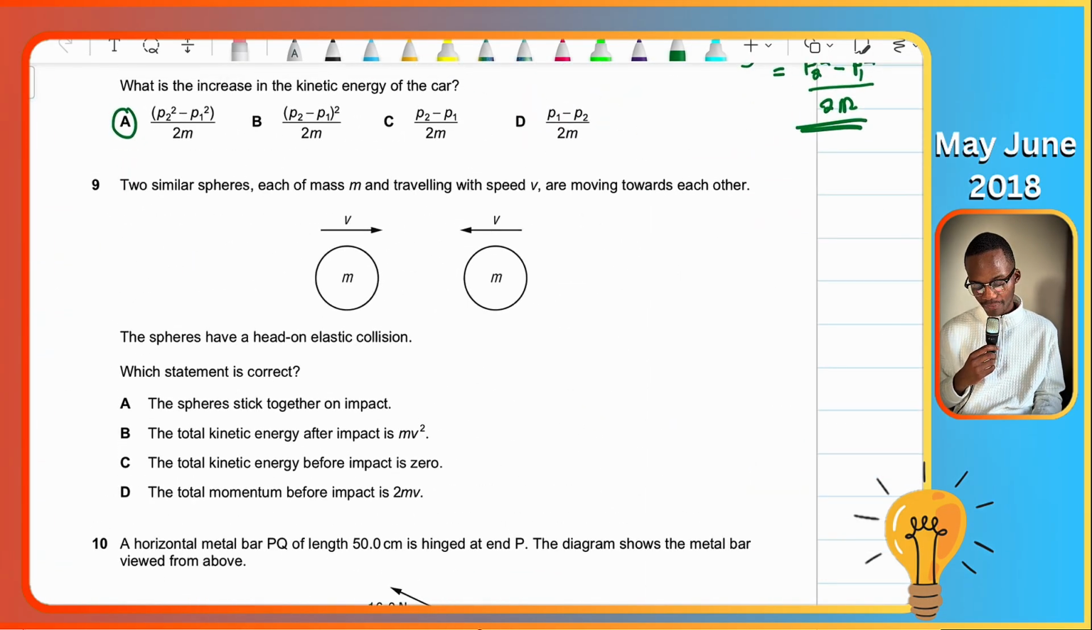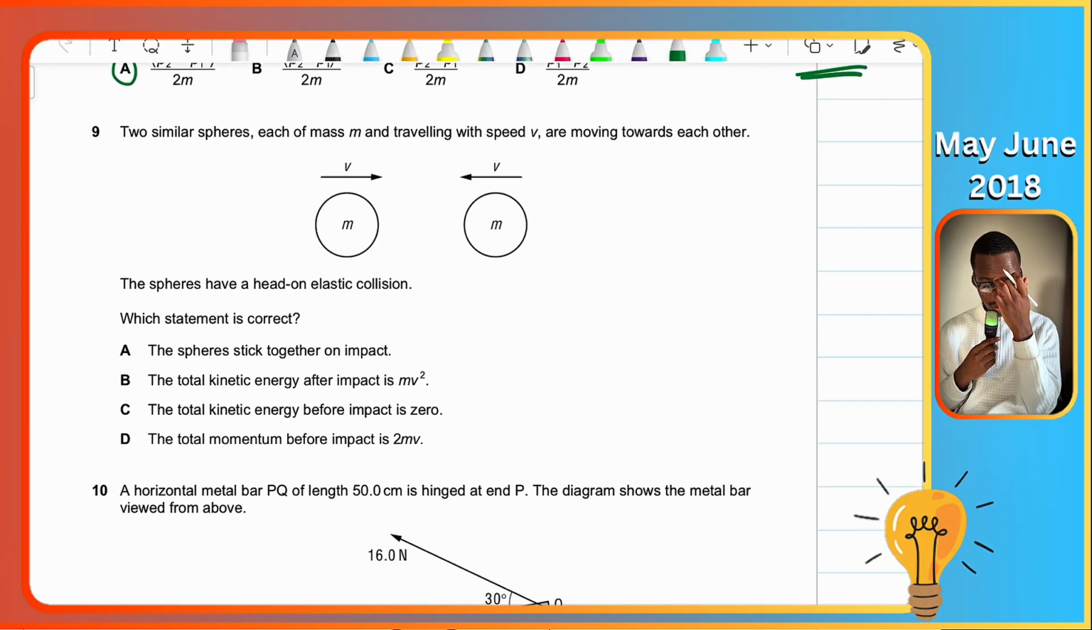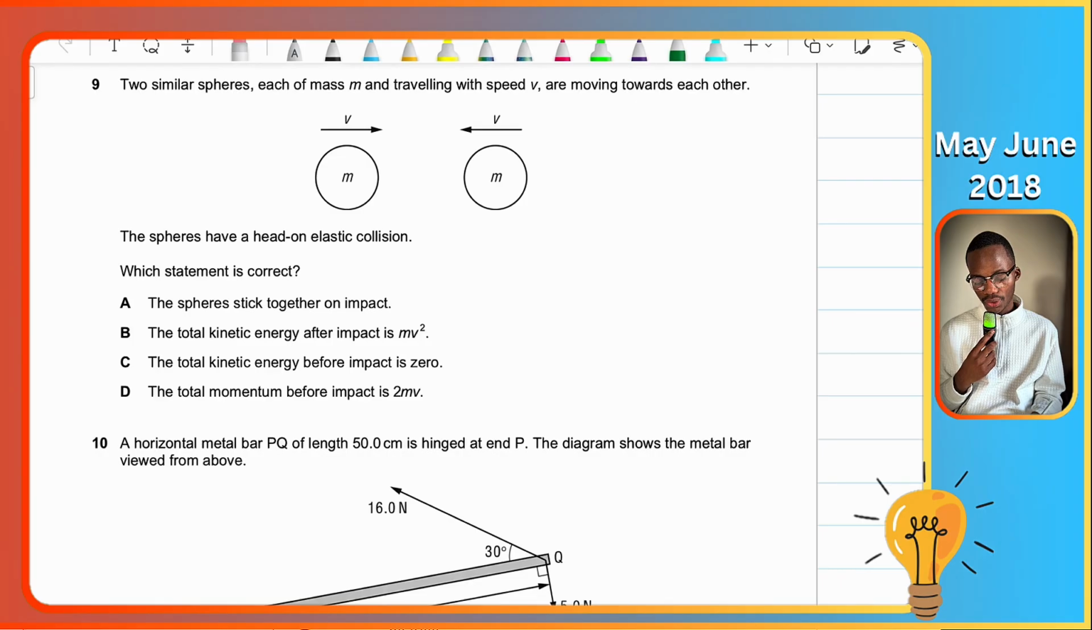Two similar spheres, each of mass m, are traveling with speed v and are moving towards each other. So you have sphere A and sphere B, and they're moving towards each other like that. Okay, so they have a head-on elastic collision. Elastic collision means they don't stick after impact. They move their own separate ways. Okay, so which statement is correct?